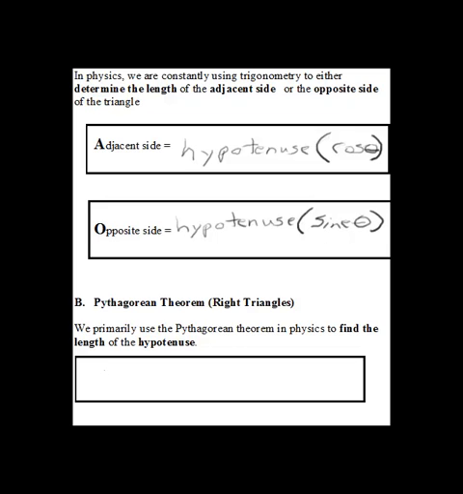In some physics problems at the very end, we'll have the two sides and need to find the hypotenuse. The Pythagorean theorem does this. One side squared plus second side squared is hypotenuse squared.